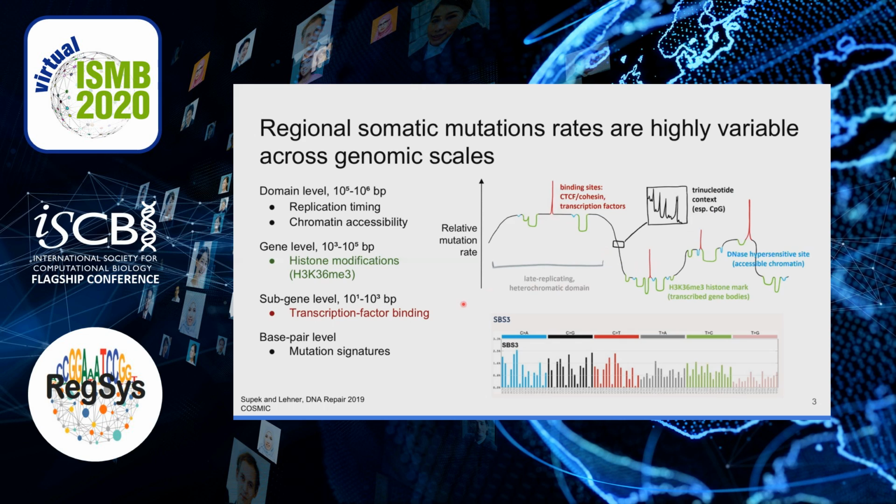At the finest scale, it has been shown that various mutational processes lie behind specific signatures characterized by various proportions of single base substitutions in their surrounding nucleotide contexts. For example, SBS3 is indicative of defective homologous DNA damage repair. And so for this talk, we are interested in the subgene level, looking at mutation rates affecting functional elements in the range of tens to thousands of base pairs.